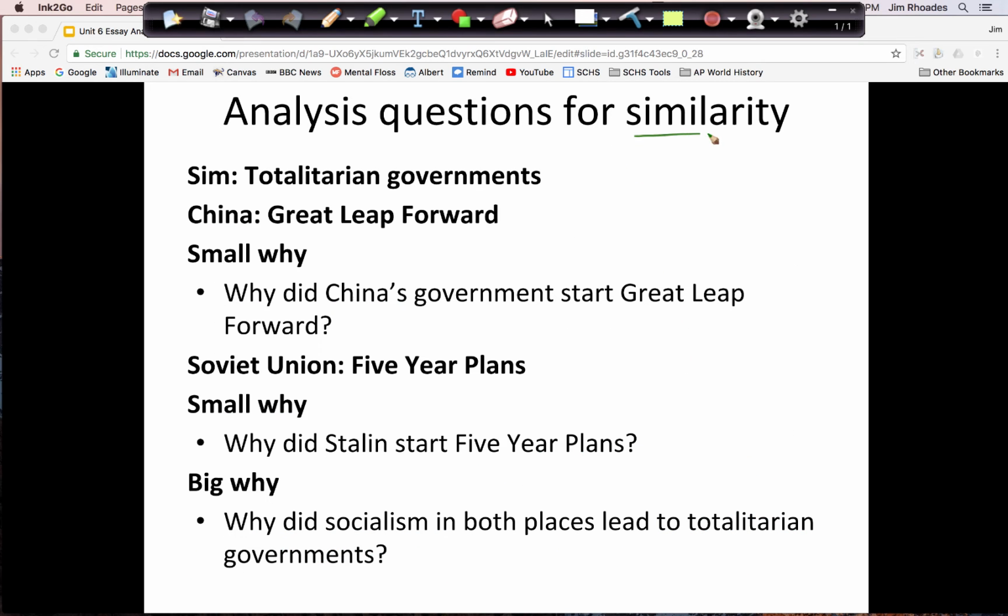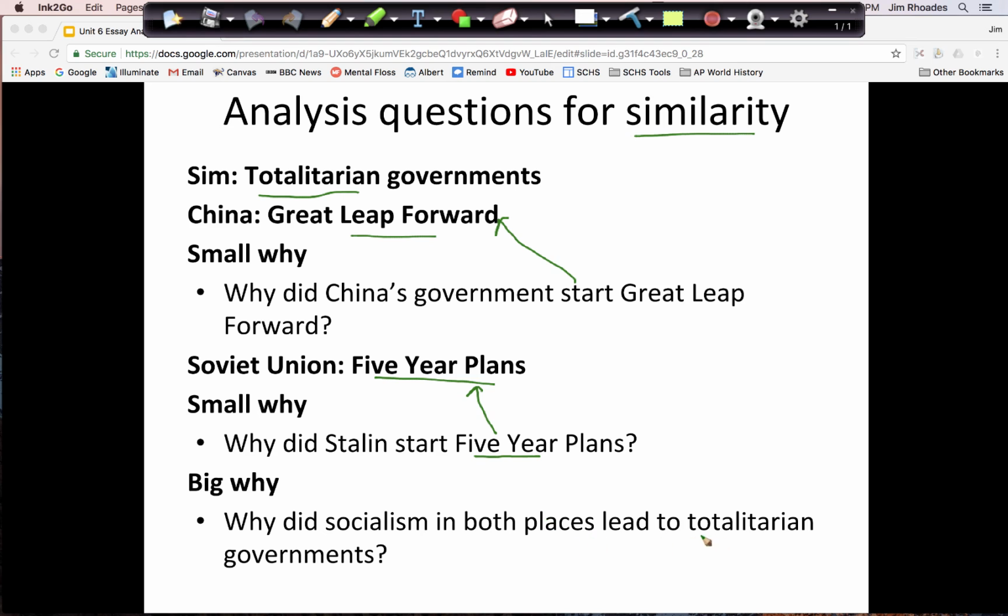So for my similarity, remember I have them both identified as totalitarian governments, and I had the Great Leap Forward and the 5-year plans as proof of the government managing everything very carefully. So my small y is just: why did China start the Great Leap Forward? I can talk about economic competition, and the lack of industrialization. Same thing for Stalin: why did he start the 5-year plan? I can focus on the plan specifically. They needed to boost their agricultural production and their industrial production.